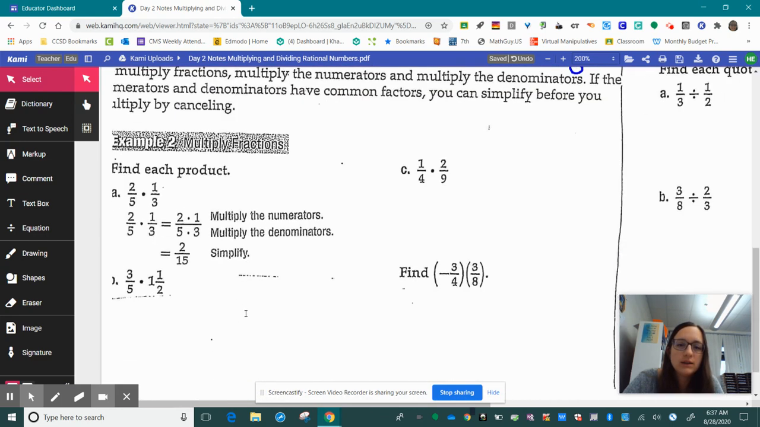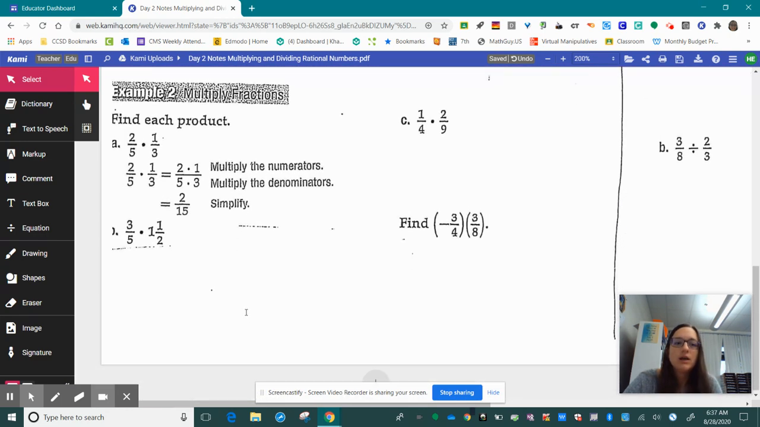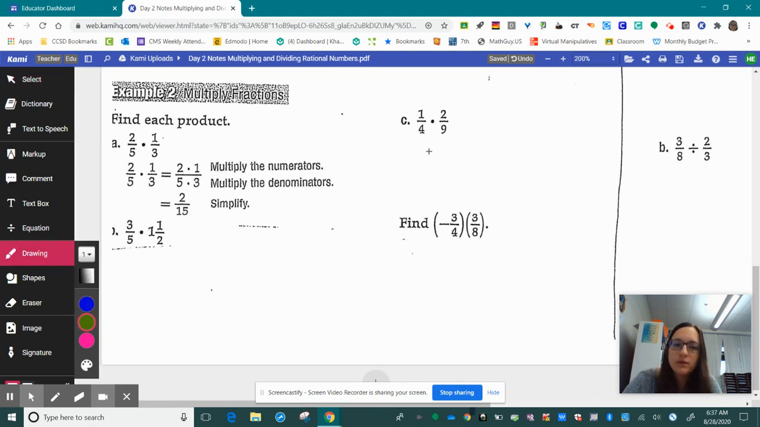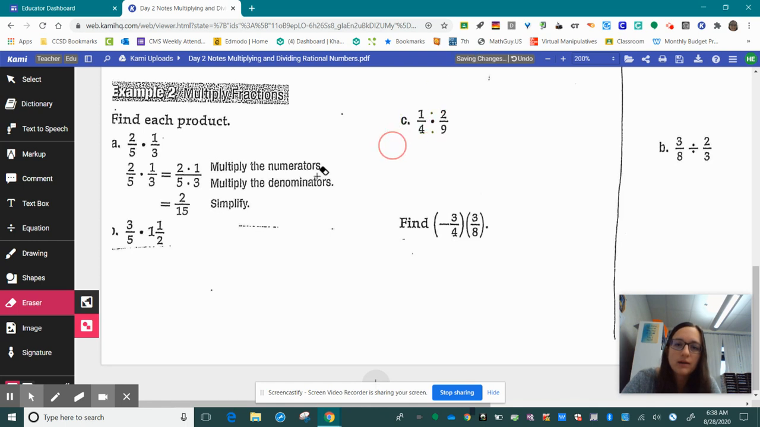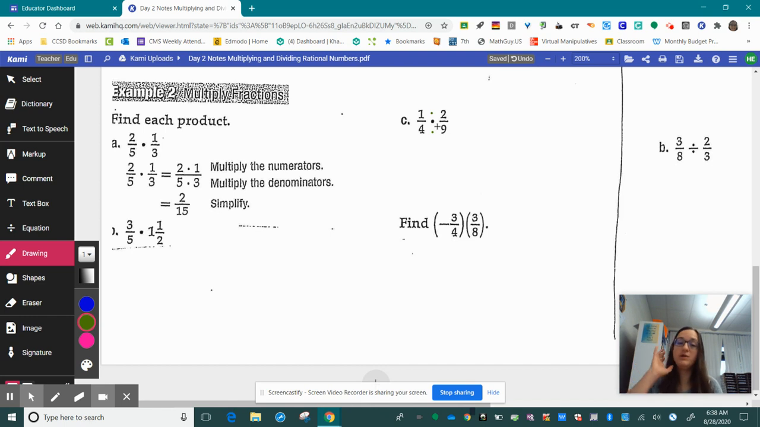Moving right along, down to some fractions. Multiplying fractions is pretty easy. So if we look here at C, all we have to do is multiply straight across. When we multiply, it's like we have a 1 times 2 and a 4 times 9. Now, I'm going to show you a quick way to help out with some mental math. We can simplify diagonally. So if we simplify in the beginning, we work with smaller numbers, and we don't have to simplify at the end.